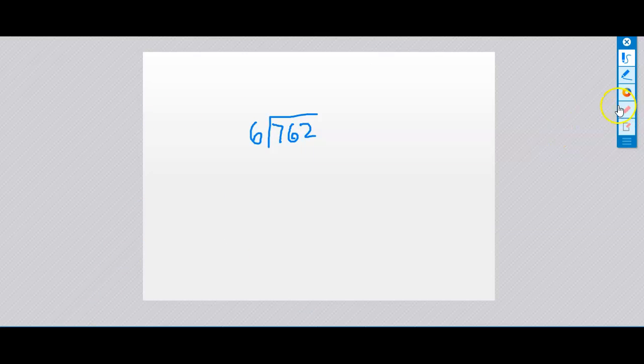Myself and I'm going to use standard algorithm for the last one. 762 divided by 6. Standard algorithm is divide, multiply, subtract, bring down. So let's start with, can 7 fit into 6? Yes, it can, one time. 1 times 7 is 6. Subtract, bring down. Hopefully you are writing this down somewhere.